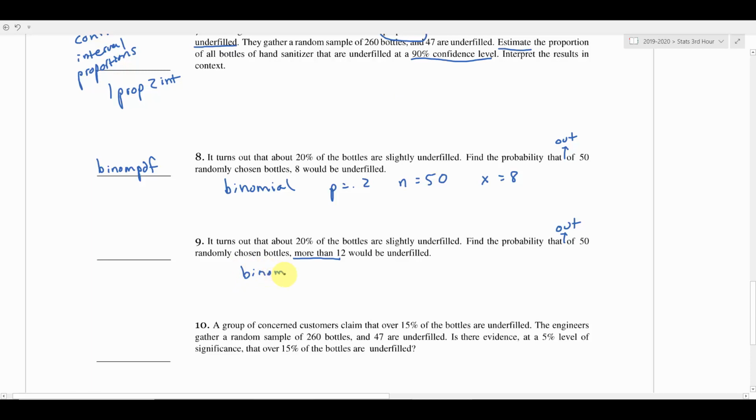It's almost the same exact problem as number 8 with all the same parameters, right? The proportion is going to be 20%. The sample size, the number of trials, is going to be the same. But this time they don't want an exact number, they want 12 or more, right? So this is a binom CDF.